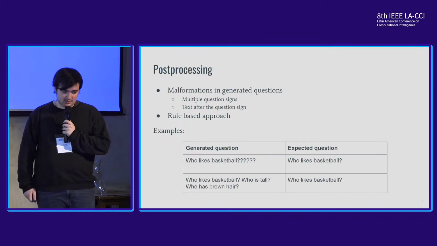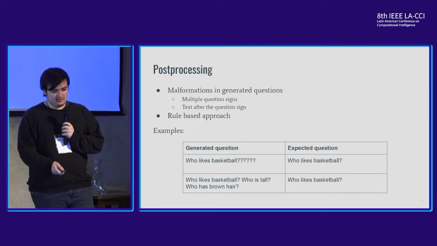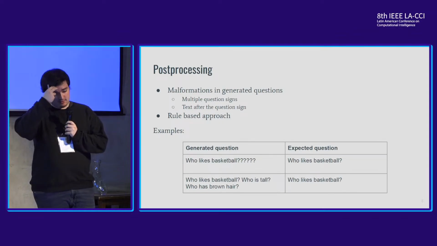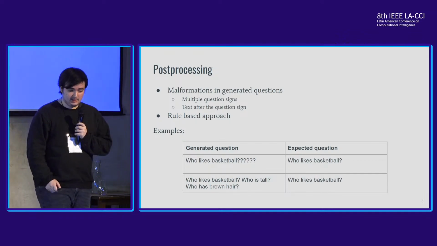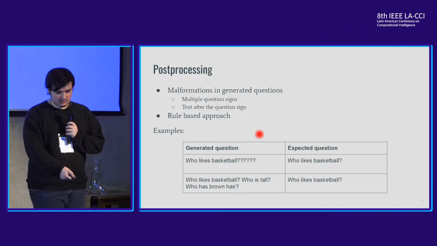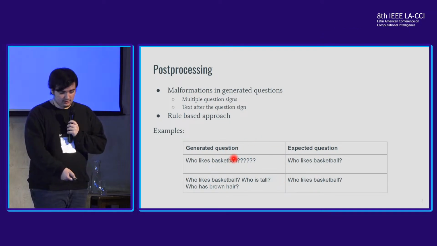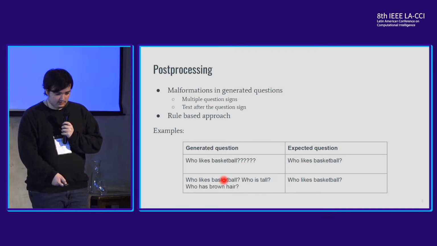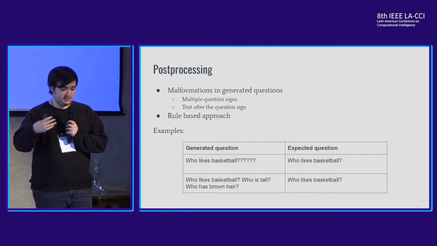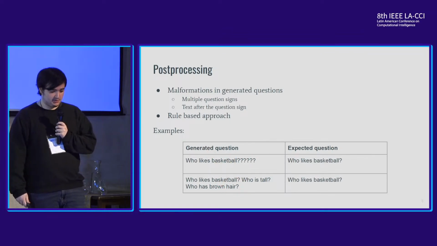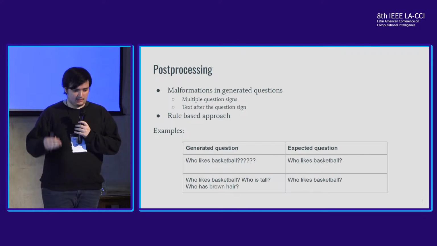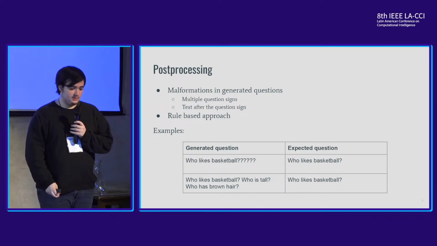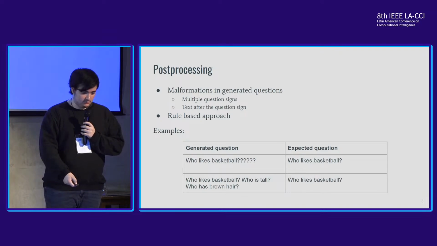Then the post-processing stage was added after noting some malformations in generated questions. For example, we have some questions generated with multiple question signs, and some questions where the model kept generating text after the first question sign. So what we did is introduce a set of rules after the question generation phase, where we eliminate those kinds of errors.